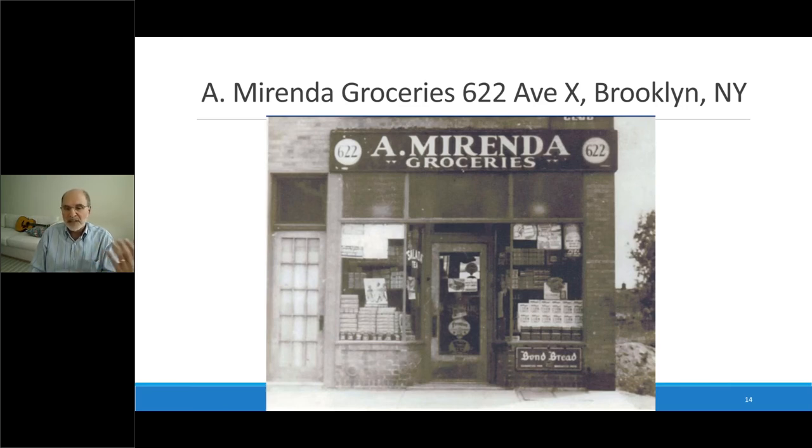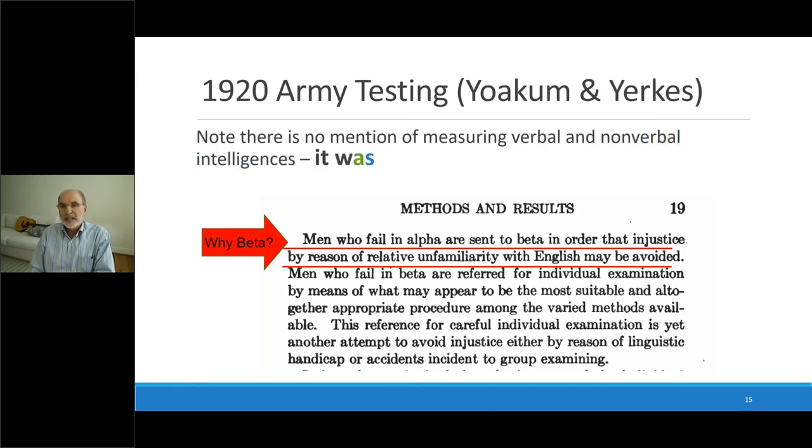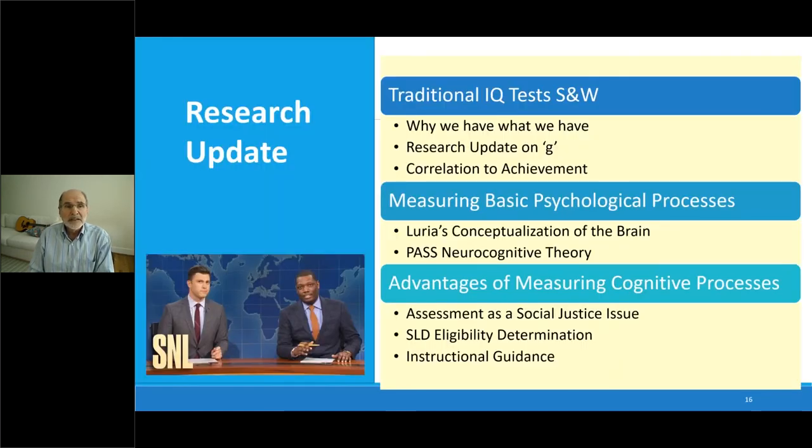That's why we had this Alpha and Beta, because as Yoakum and Yerkes said in their book, men who fail in Alpha, the verbal, are sent to Beta in order that injustice by reason of unfamiliarity with English may be avoided. They saw this social justice issue 100 years ago. I was never taught this in the many years that I was taught cognitive assessment. We should have been.